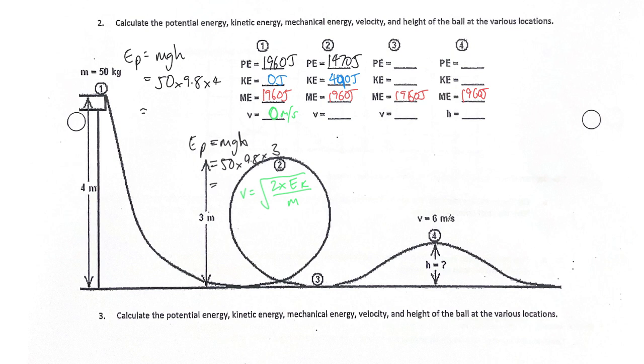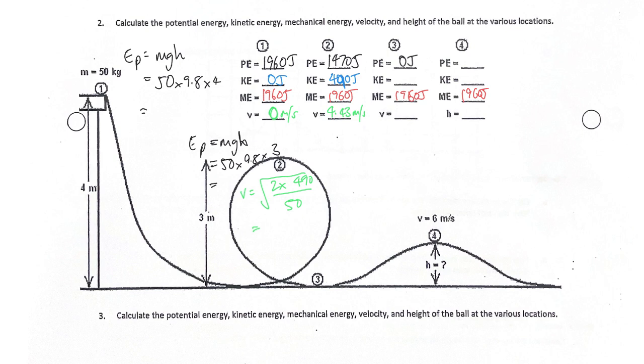So now I'm going to substitute in those values. The EK is 490 and the M is 50. So 2 times 490 divided by 50, square root that answer, 4.43 meters per second. Okay, now we look at position number 3. Position number 3 is at the bottom. What information does that tell us? It's got no potential energy. Good. 0 potential energy because it's at the bottom.